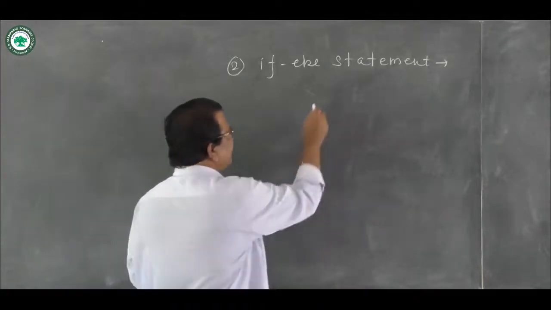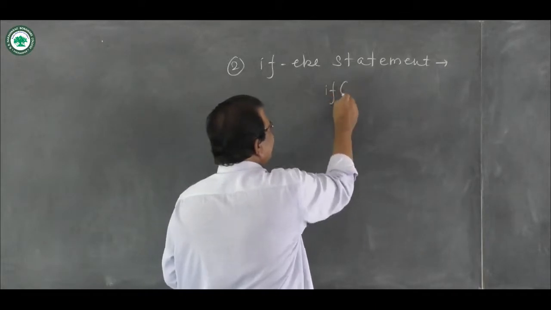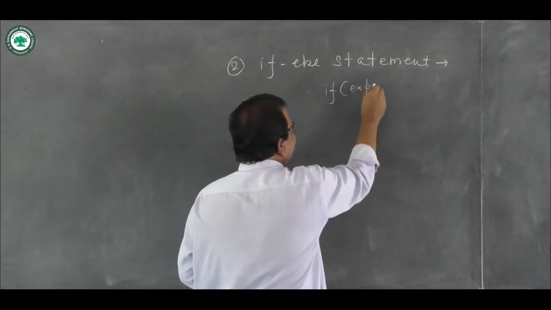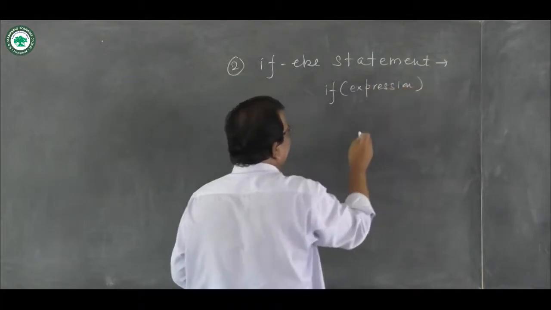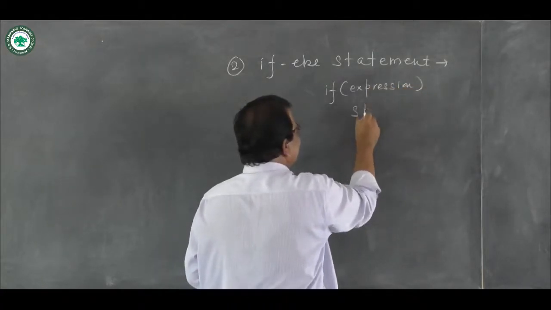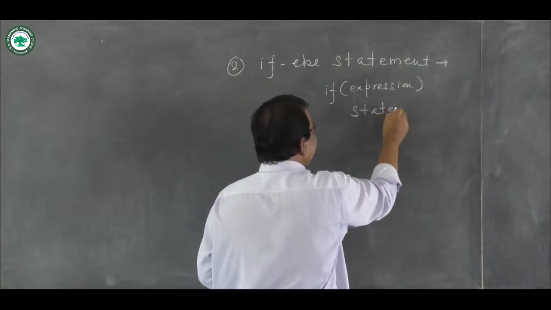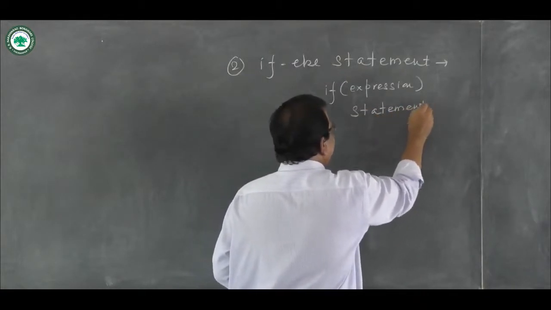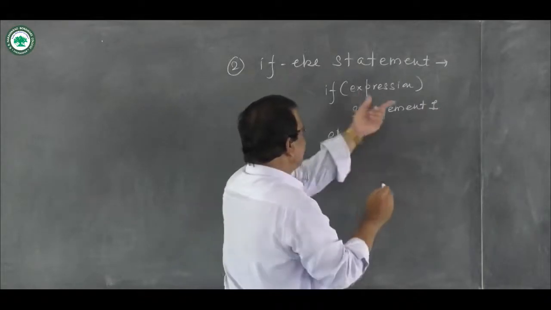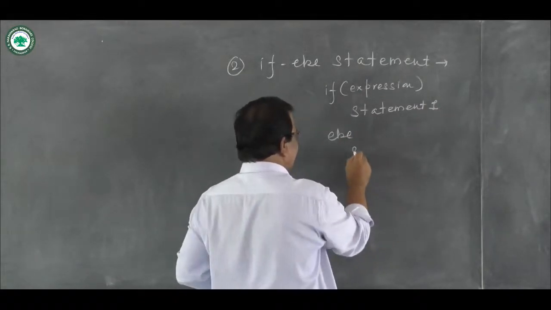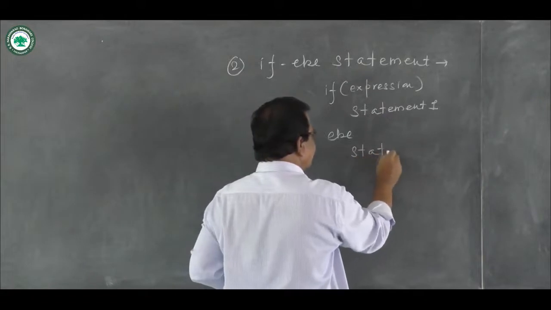The general form is: if, in parentheses, we have an expression, which is often a relational expression or a test condition, then associated with this is statement 1, else, if this expression is false, then statement 2.